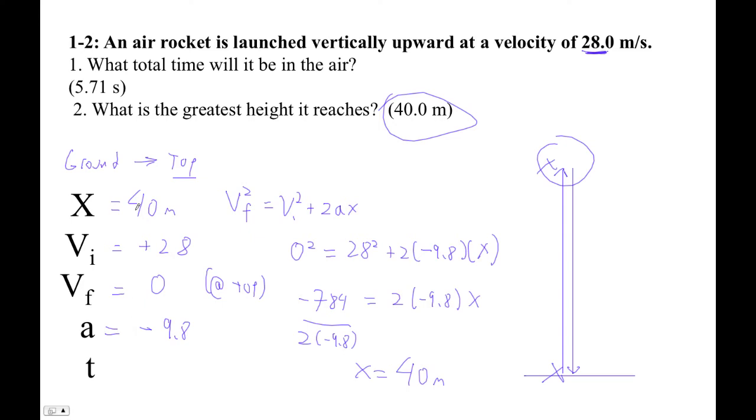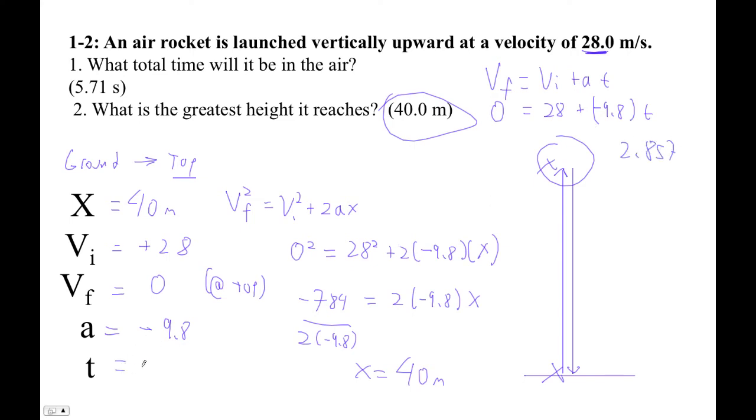I'm going to use a lot of things I could use. I'm going to use this guy: vf is vi plus at. So 0 equals 28 plus negative 9.8 times t. And then I'm just going to math this. So negative 28 divided by negative 9.8 is 2.857.